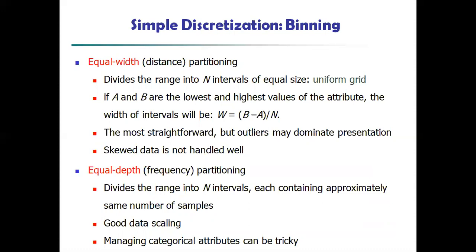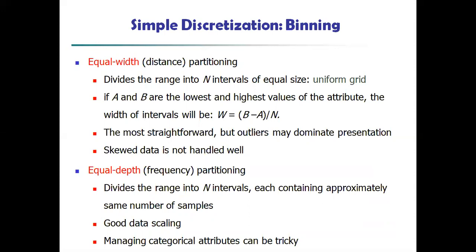It is the most straightforward, but outliers may dominate the presentation. Skewed data is not handled well. So here the data is very skewed, so this type of equal width partitioning will not support it. Now it's the most straightforward but outliers may dominate the presentation. Sometimes outliers may be included in your equal width partitioning. The next one is equal frequency partitioning.